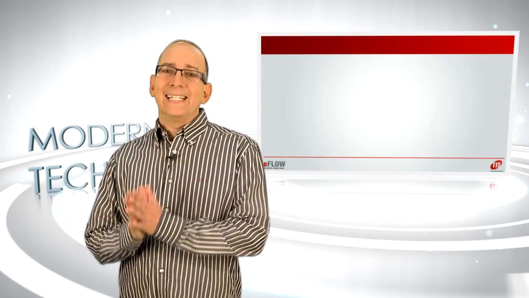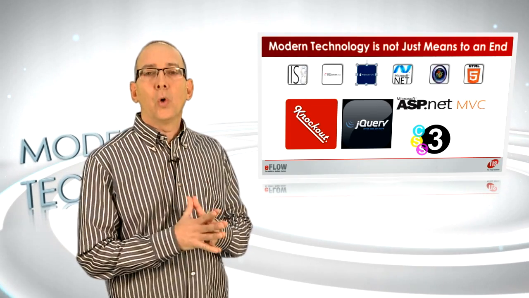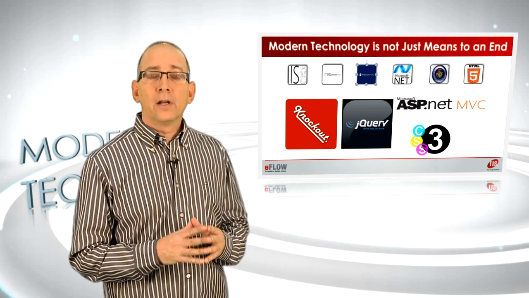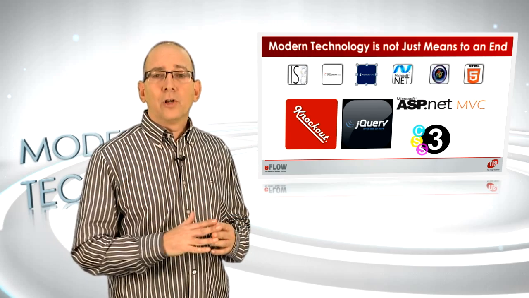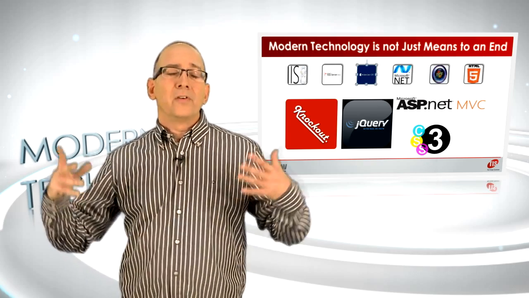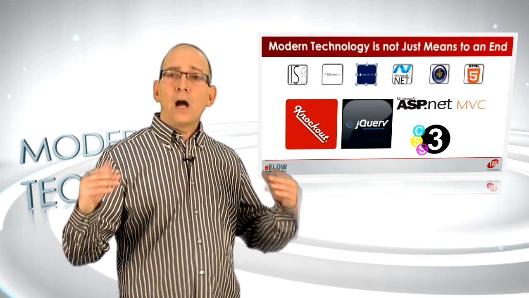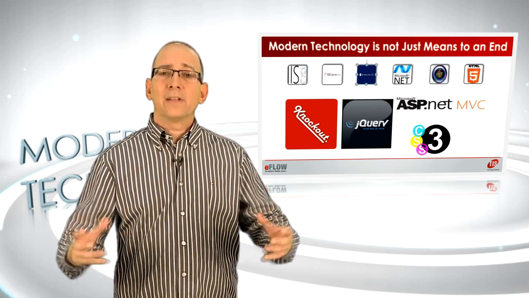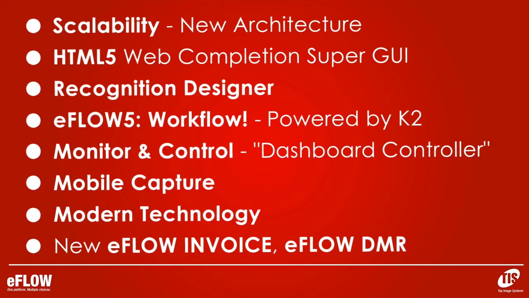Modern technology is not just means to an end. It's important for an organization to know that the system they're putting into their organization is state-of-the-art. eFLOW5 is based on really the up-to-date technology, whether it's HTML5, whether it's WCF, which is Windows Communication Foundation, .NET, and many other state-of-the-art technologies, which give the organizations the confidence that they are receiving a system that can serve them for many years to come. So, what do you want to hear about?